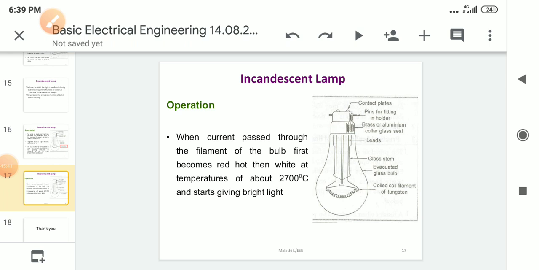Hope you understand this concept, and I expect that you will solve some more problems related to the calculation of electricity bill, available in your textbooks in the example problems. That is a very important problem type. Hope you will solve more problems on that concept.